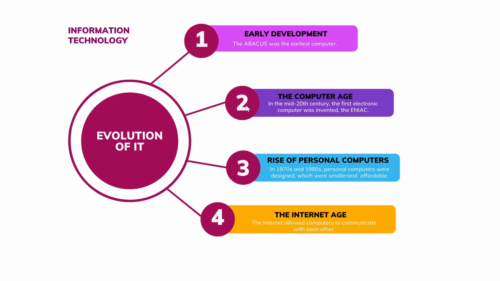Okay, now the computer age. In this period, the first electronic computer was invented, the ENIAC, which stands for Electronic Numerical Integrator and Computer. It was designed and built during World War II to perform complex calculation quickly and accurately. After the war, ENIAC continued to be used for scientific and engineering calculations, and it was used to perform calculation for the design of the first hydrogen bomb.